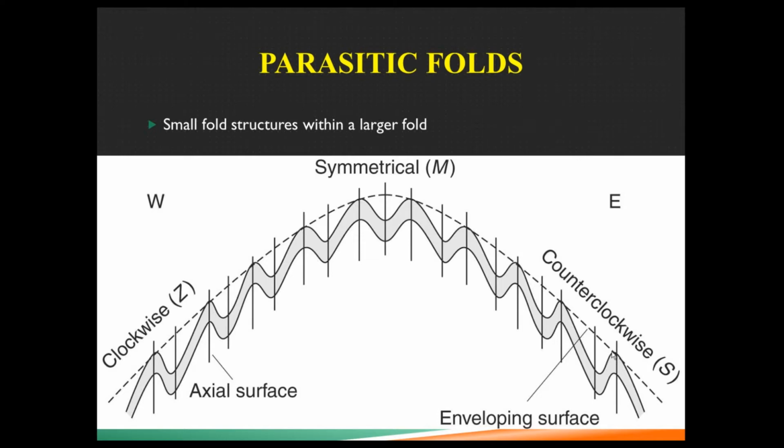On the right hand side, if you tilt your head to the right a little bit, you can kind of see the shape of the letter S. And you can see that the axial surfaces are not perpendicular to the enveloping surface. They are tilted left or counterclockwise. So these are called counterclockwise or S folds.